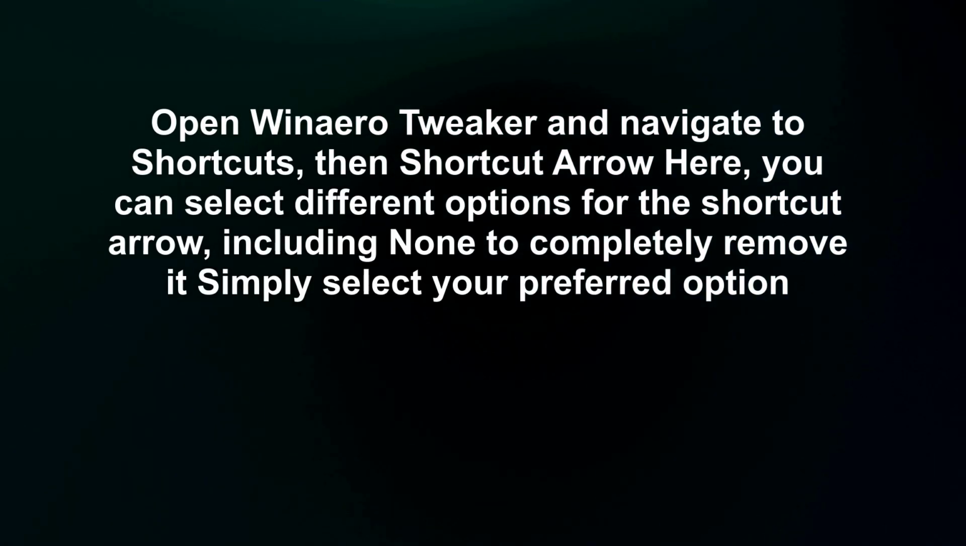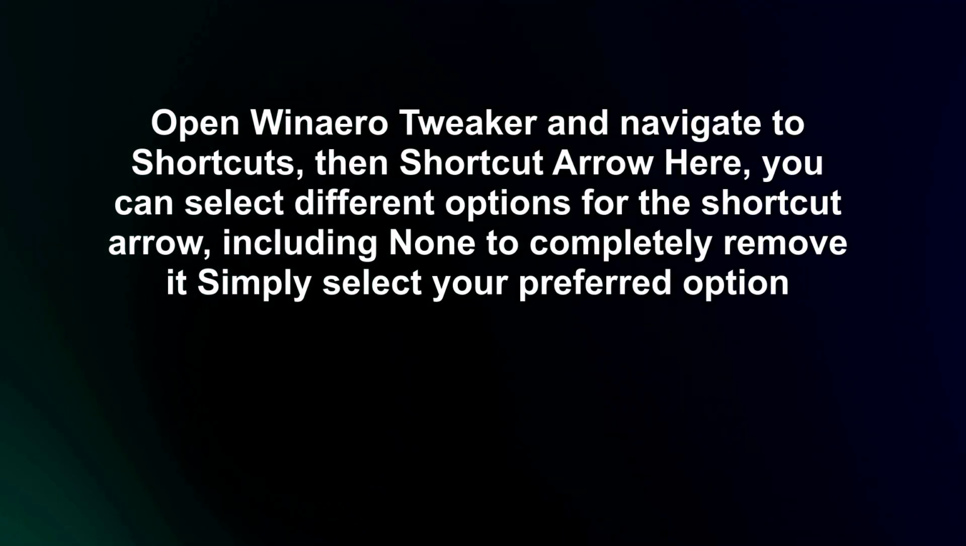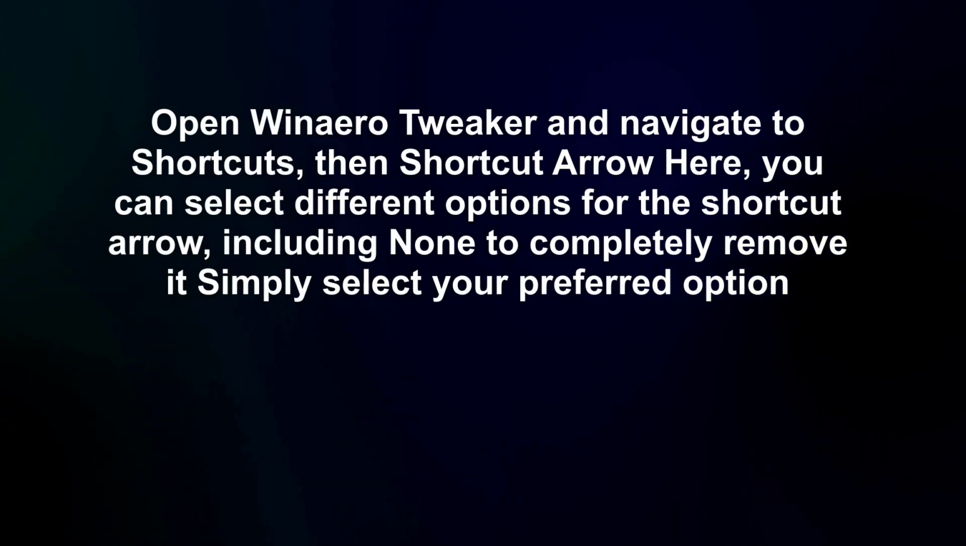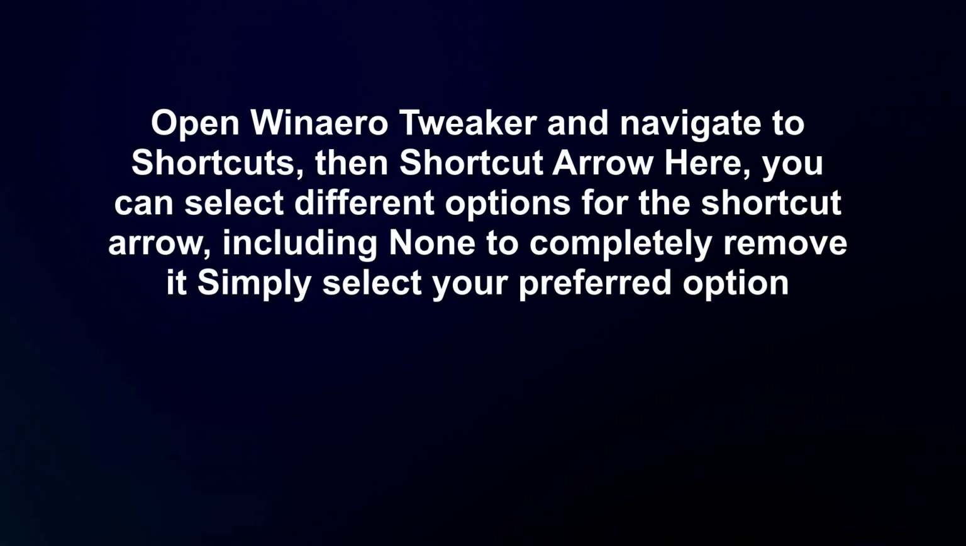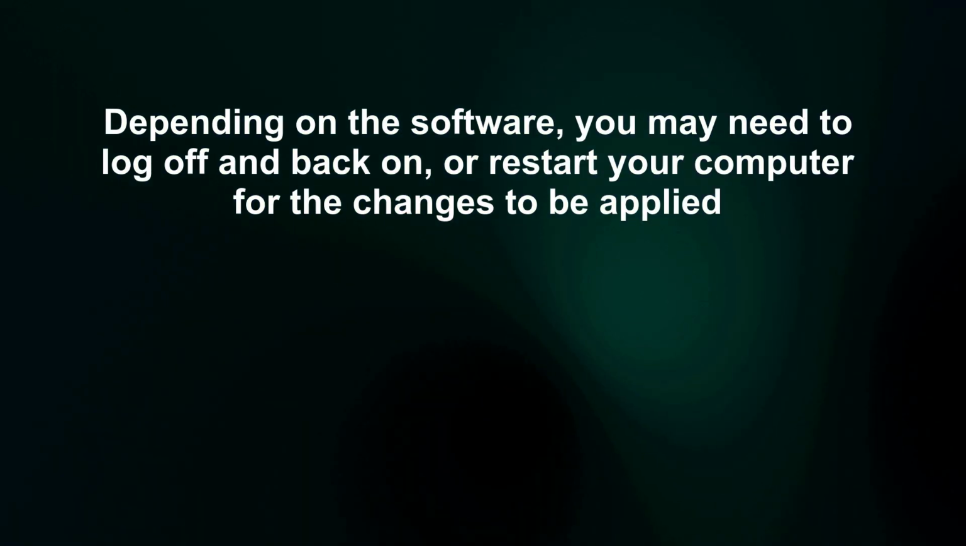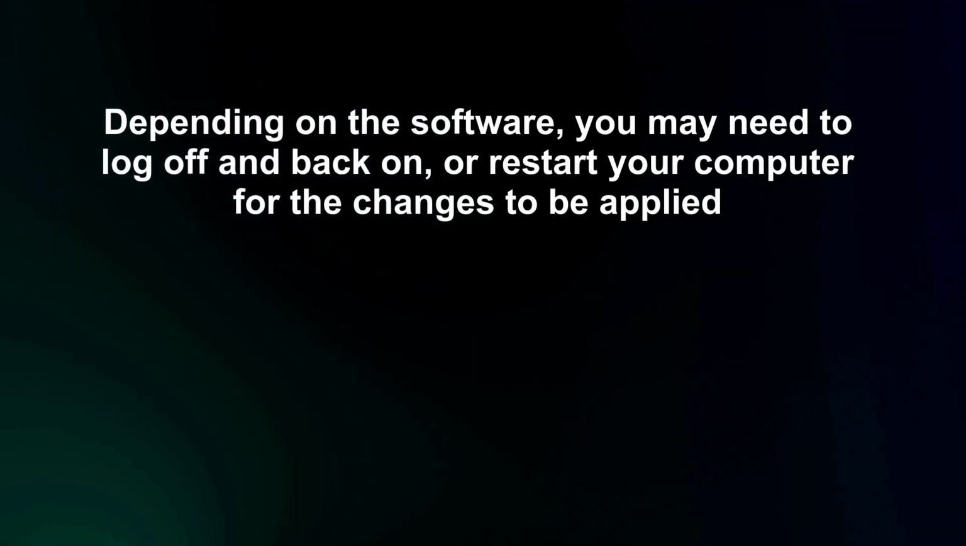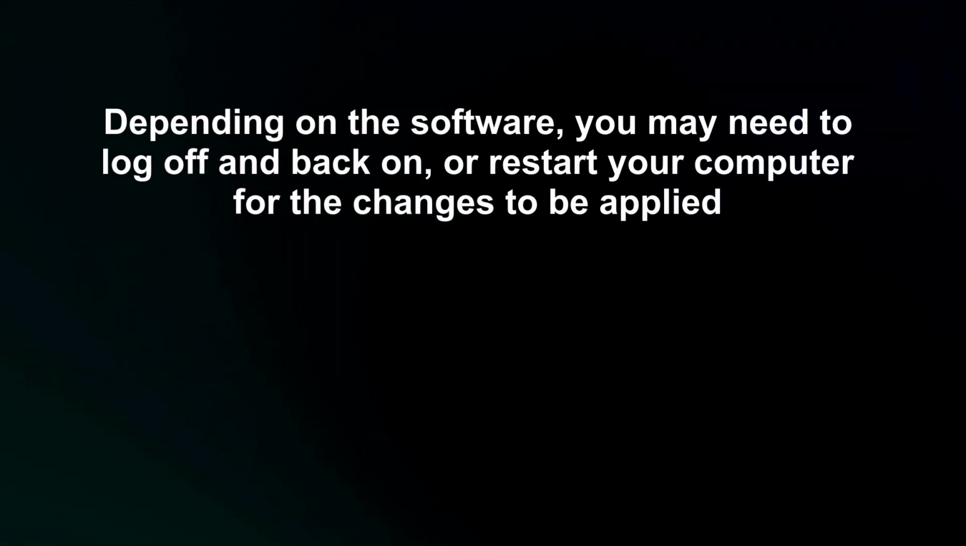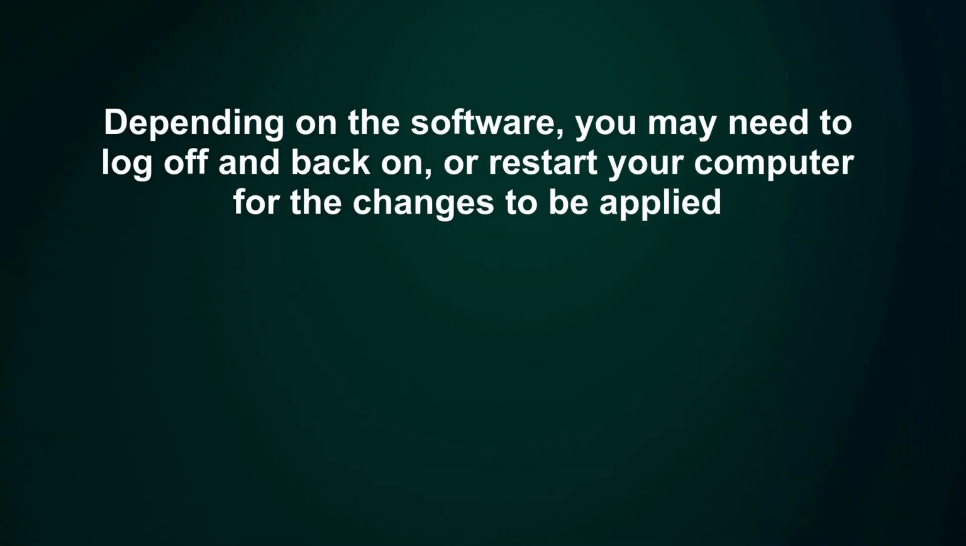Open WinArrowTweaker and navigate to Shortcuts, then Shortcut Arrow. Here, you can select different options for the shortcut arrow, including none. To completely remove it, simply select your preferred option. Depending on the software, you may need to log off and back on, or restart your computer for the changes to be applied. And that's it.